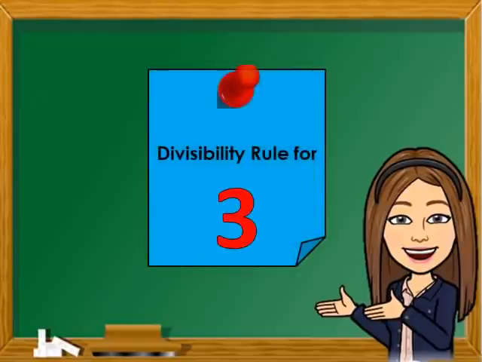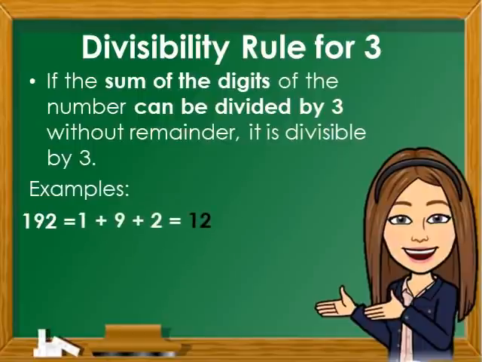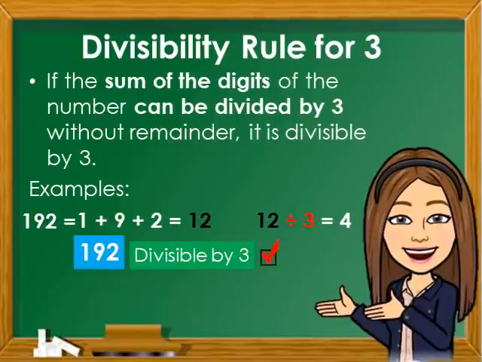Divisibility rule for 3, which states that if the sum of the digits of the number can be divided by 3 without remainder, it is divisible by 3. Let's have an example. 192. Let's add the digits of 192. 1 plus 9 plus 2 equals 12. So the sum of the digits is 12. Can 12 be divided by 3 without remainder? Yes, so we can say that 192 is divisible by 3.